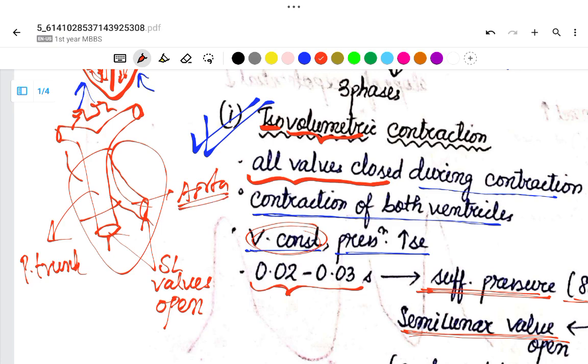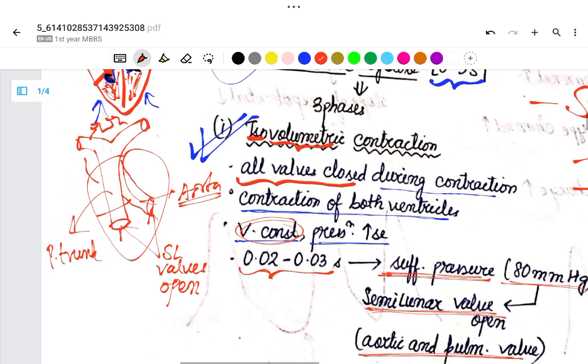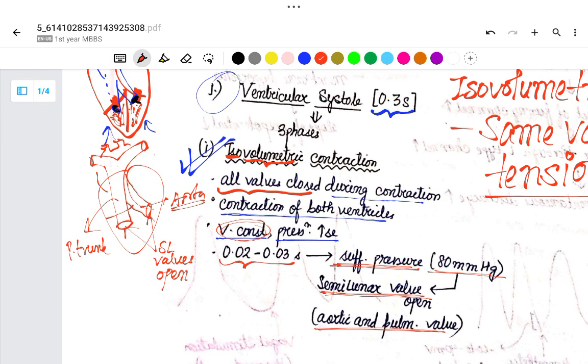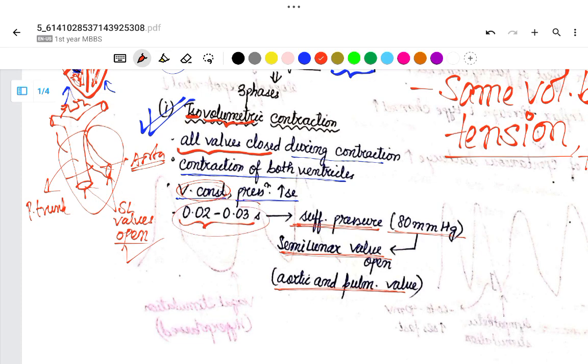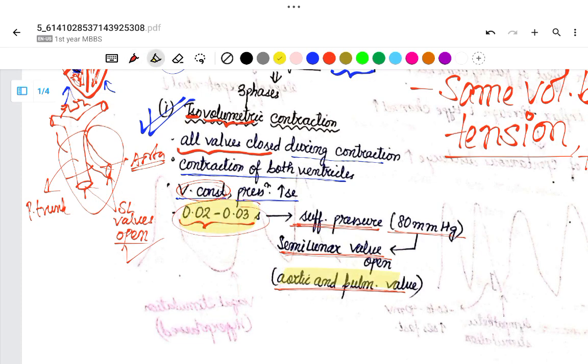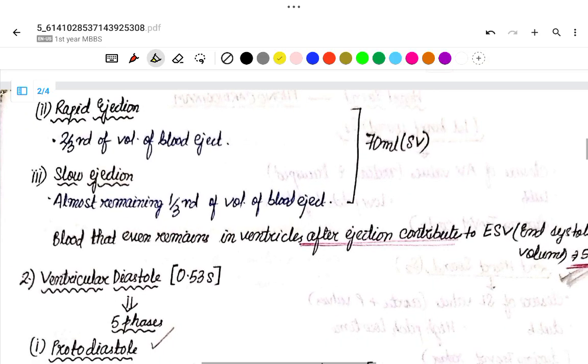Knowing the different vessels and valves of the heart is necessary for understanding this cardiac cycle. I'm taking into consideration that you all know that, and keeping that in mind, I'm teaching. So the semilunar valves open after 0.2 to 0.3 seconds, after applying sufficient pressure. The aortic and pulmonary valves open. Okay, next, come to the next phase.